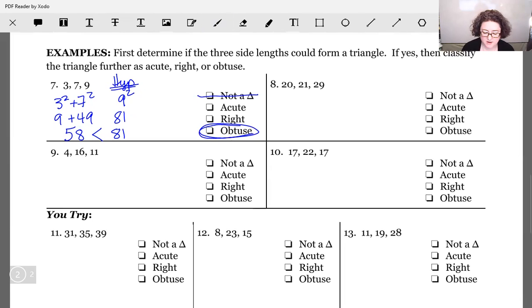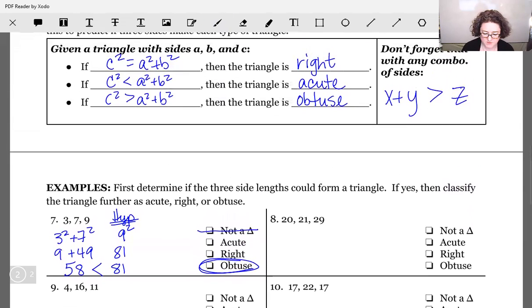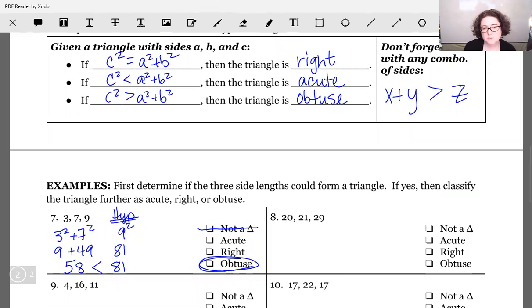So again, I'm going to scroll back up to my rules. So you'll notice, alligator eats the bigger number, the open part of the inequality was towards the hypotenuse. That's what we're looking for with obtuse triangles. Acute triangles, we want it to go the other way. So let's see what happens with number 8.